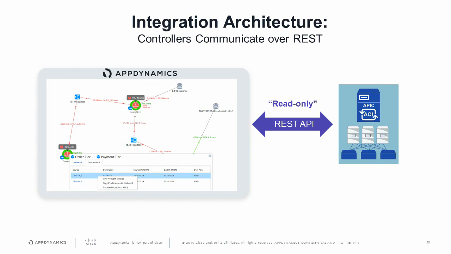So what you saw was the demo of integration between AppDynamics and ACI. But how is this integration possible? This integration is possible because we are exchanging data, exchanging APIs between the AppDynamics controller and APIC, which is the controller for ACI.